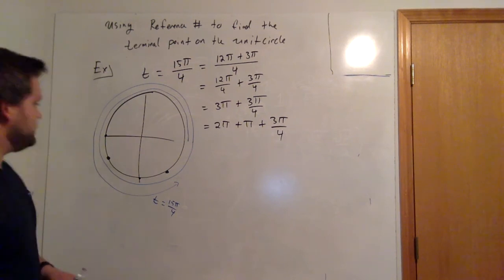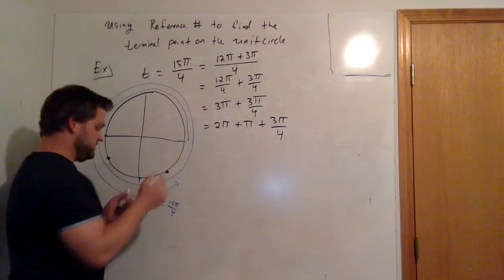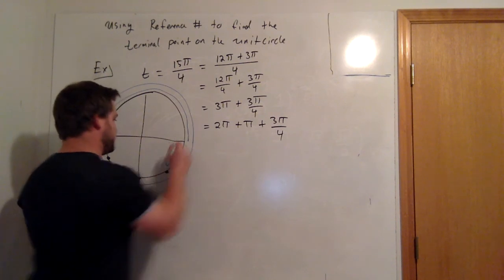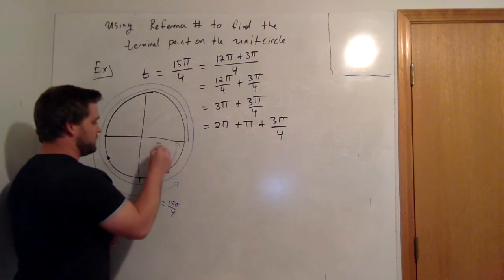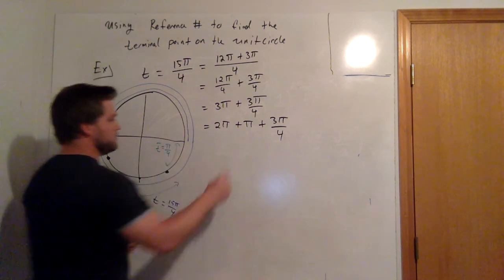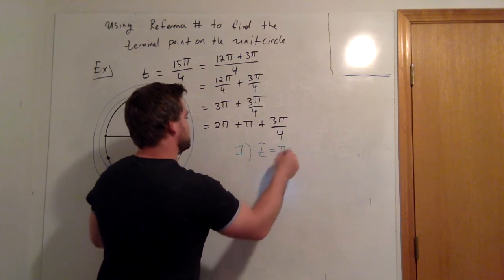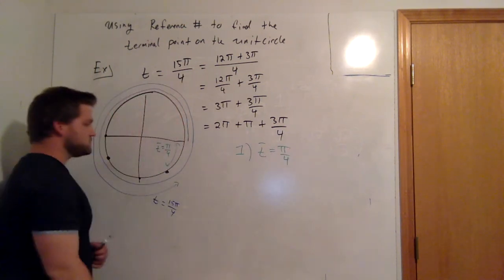So let's think about what t bar is going to be. It's going to be the shortest distance to the x-axis. So t bar will be this distance right here. This is going to be 1 increment of pi over 4, so pi over 4. So for our first step, we found what t bar is. T bar is pi over 4.